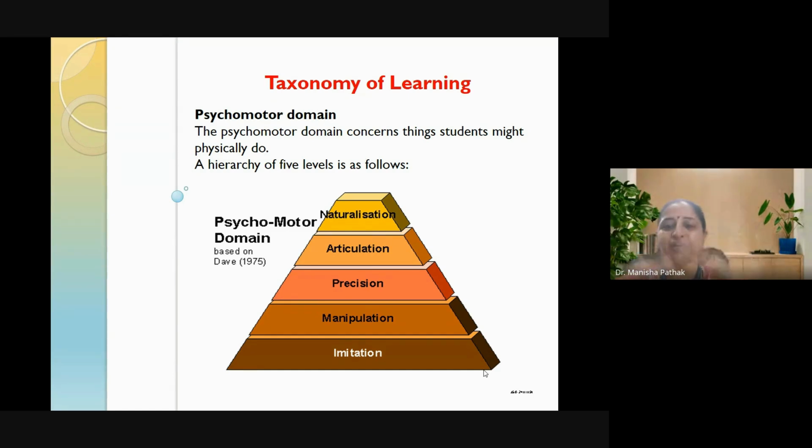Right? So what are the different levels? As I said, taxonomy is nothing but a hierarchical model. From less complex to more complex, there are levels. So the levels of the psychomotor domain are imitation.